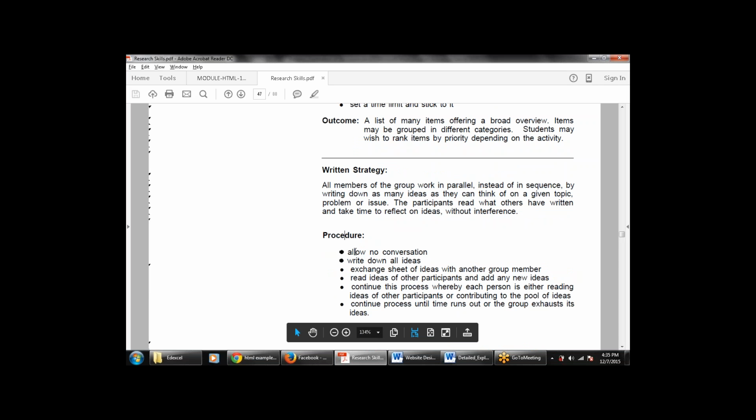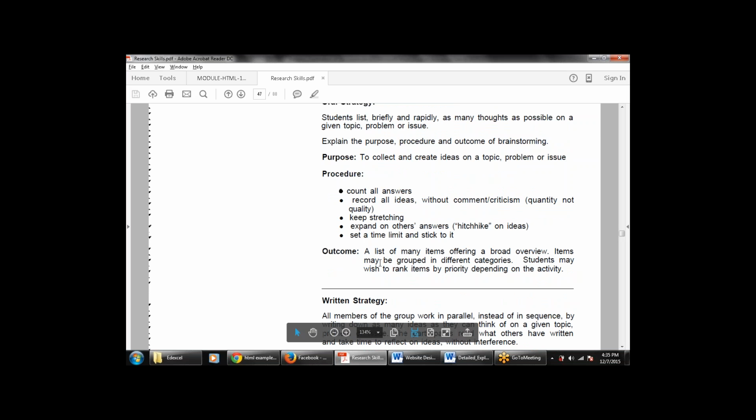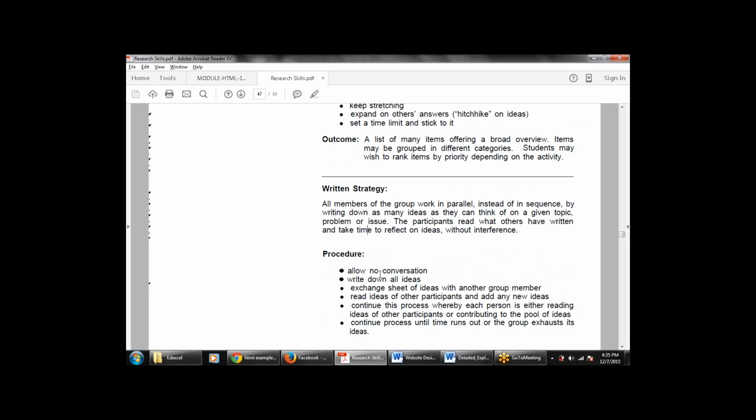Now, what is the procedure? Allow no conversation. So this is the next written strategy. That means there is no conversation among the participants, among the students, among the teachers. Then write down all the ideas. Whatever idea comes to mind, write it down in the notebook, on the paper. Then exchange the sheet of ideas with another group member. So it is your responsibility to exchange the sheet of ideas, whatever is written on the sheet, with another group member.